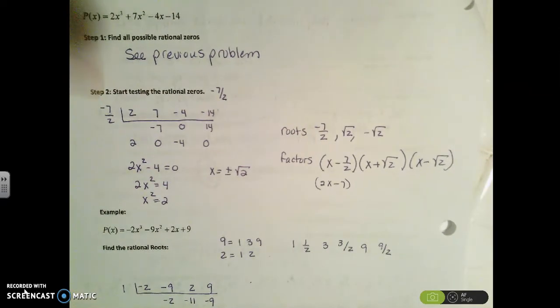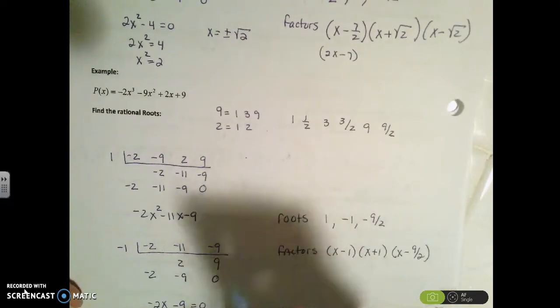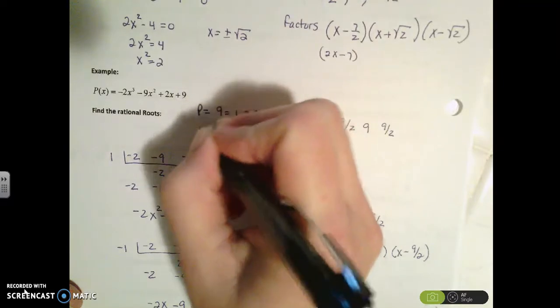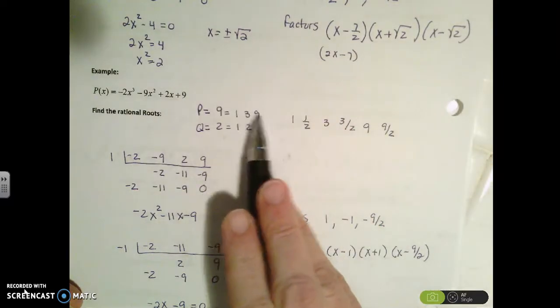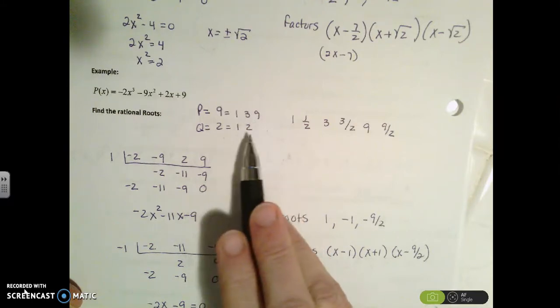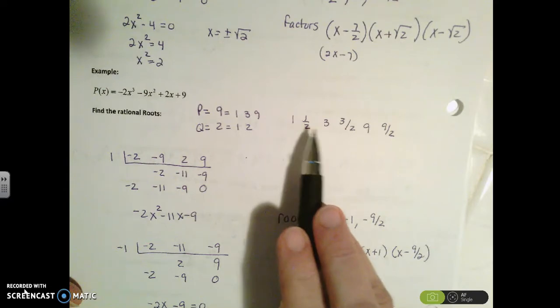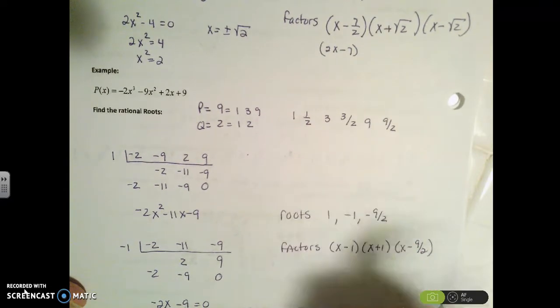So here's another example. All right, so P here is 9 and Q is 2. So my factors of 9 are 1, 3, and 9. My factors of 2 are 1 and 2. So all my combinations would be 1, 1/2, 3, 3/2, 9, and 9/2.